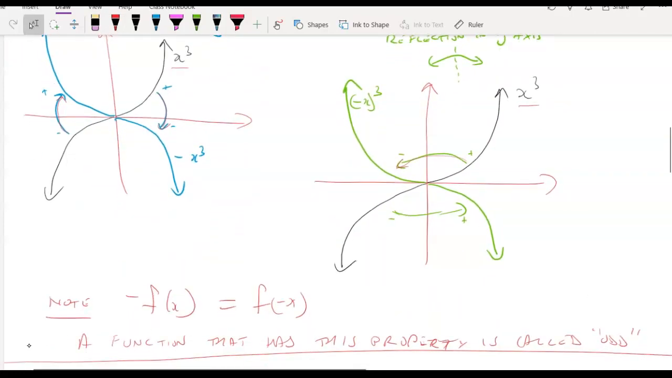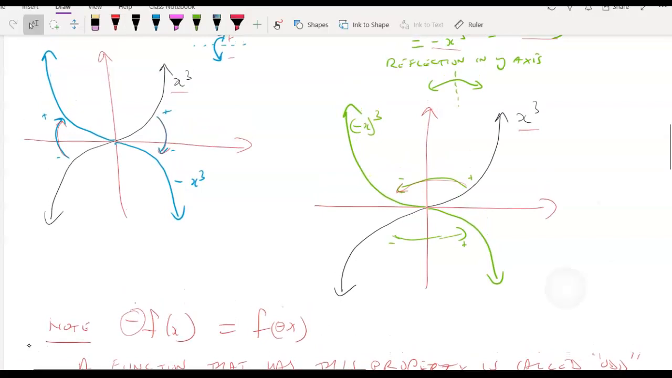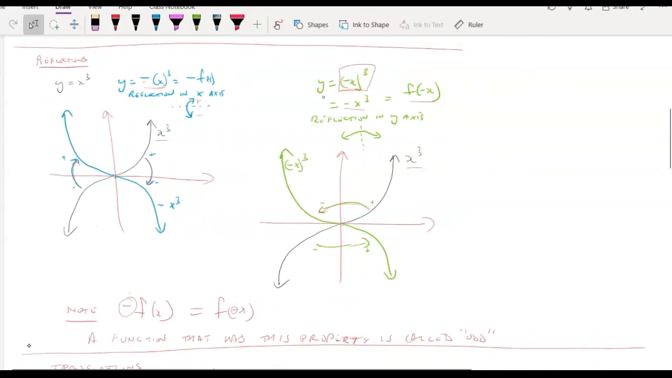Those functions, by the way, are called odd functions. You'll do that. We may have done it already, or you'll do it at another point, where the reflection in front of the function and the reflection inside the function, the reflection in the x-axis and the reflection in the y-axis, give you the same graph. That's called an odd function. Pause the video, take some notes on the reflections, please.